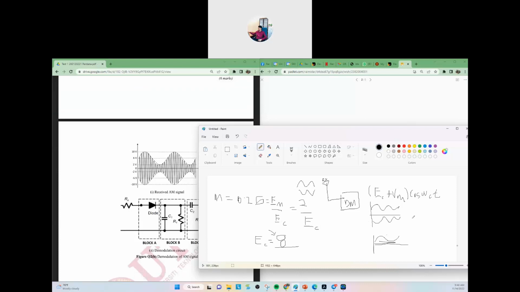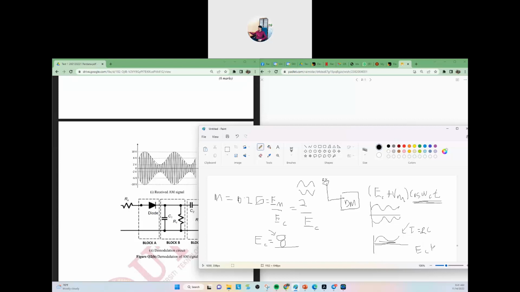And this one, you need to check for the tau. Tau equals RC. You may or may not need to check, depending on the question, but you should know what tau RC is. If it's too small, what is the impact? If it's too high, what is the impact? Then it passes through the low pass filter. What happens at the low pass filter? We filter out the high frequency, so we pretty much are left with EC plus VM.